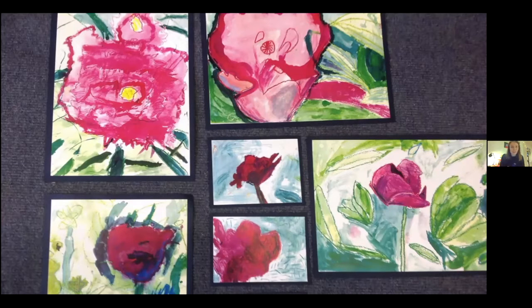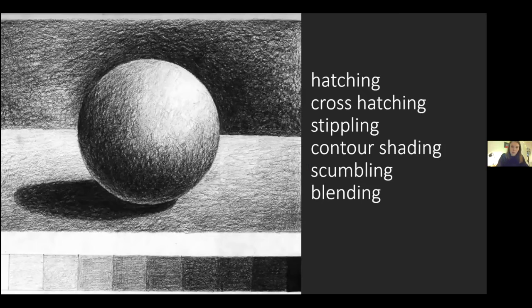And the rest of this project was looking at watercolour, and they had to look at how to make different shades of reds and pinks using less and more water, and different shades of greens using less and more water. And then they had to add those into their big flower drawings a little bit later down the line. We used Georgia O'Keeffe as an artist influence for that.